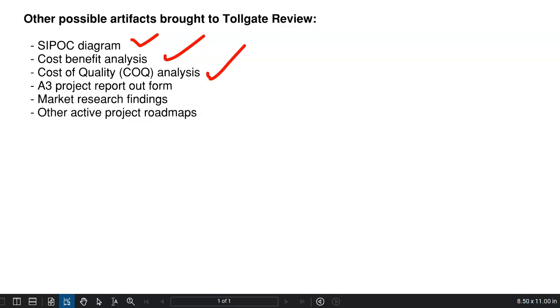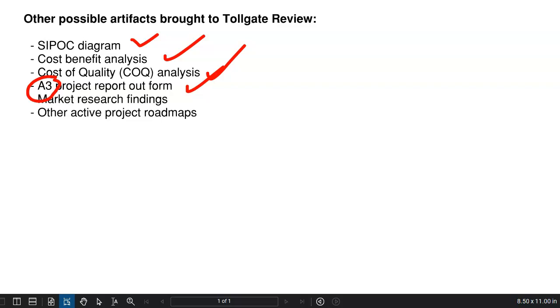Lots of organizations like to just summarize it in one simple document instead of all of these artifacts that I've been describing. Let's just have one single sheet of paper. Let's make it an 11 by 17 sheet of paper called an A3 sheet of paper and put the entire project roadmap and summary of findings on that one single sheet of paper. We call it an A3 report out form. And it's a great tool that I will sometimes bring to a Tollgate review, especially if the organization supports that type of summarization report out.